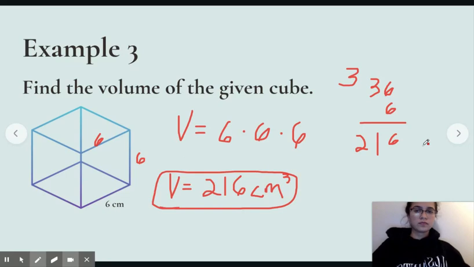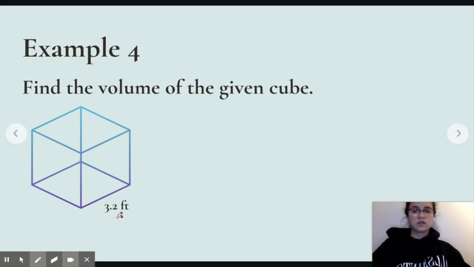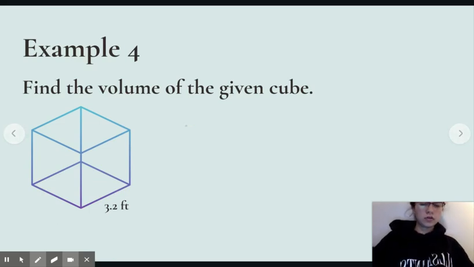Cool. Again, pause the video if you need to look back on this. Let's do the next one. Okay, this one is a little bit trickier because we're dealing with a decimal here. I'm going to give you guys the opportunity to do this one on your own. So pause the video, do it on your own before I show you.